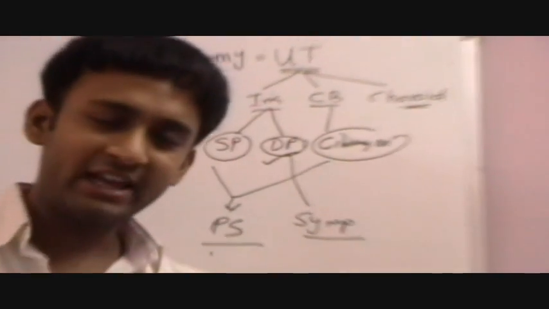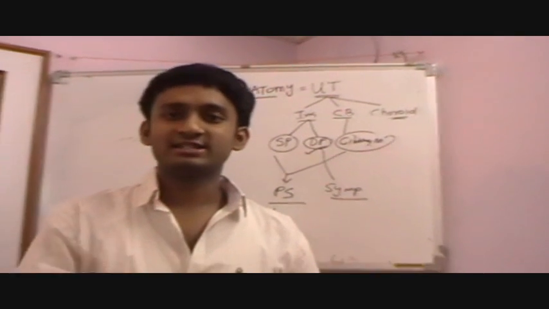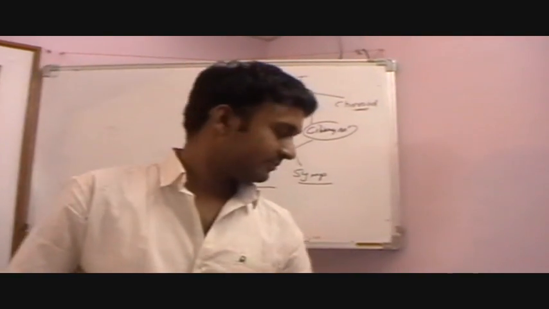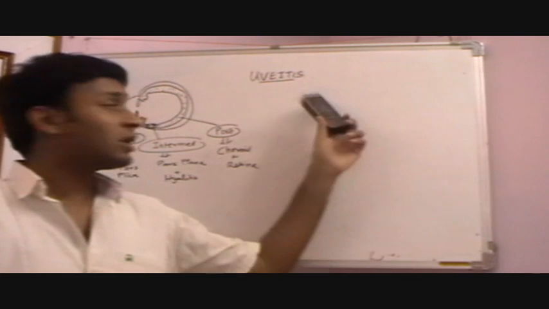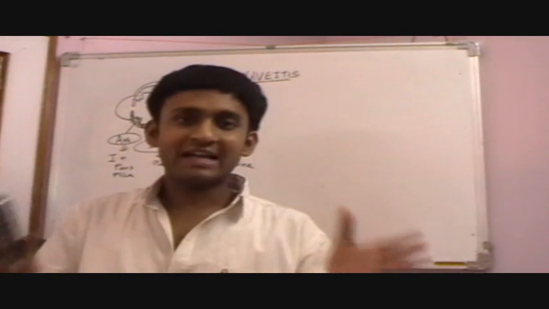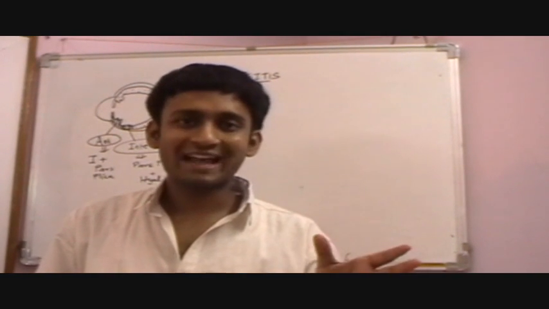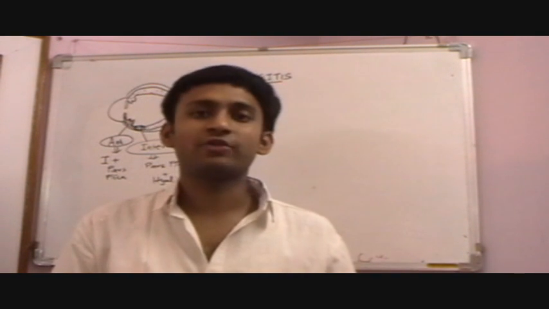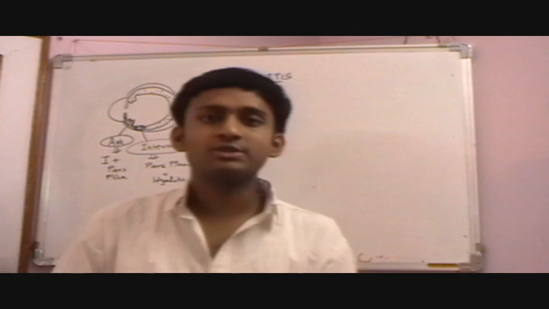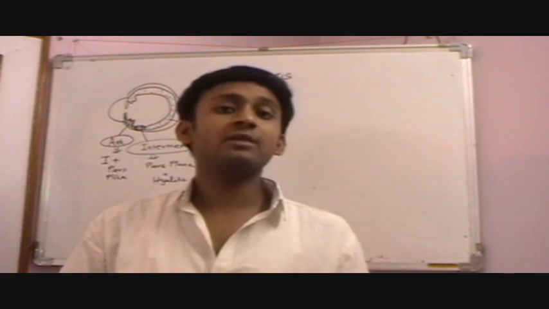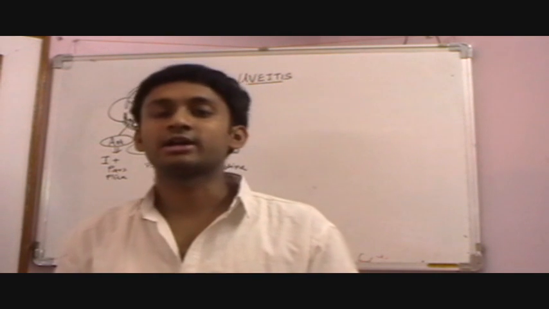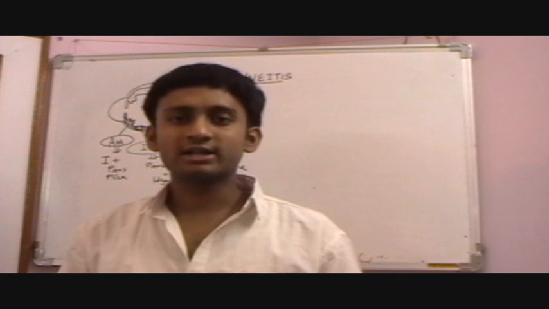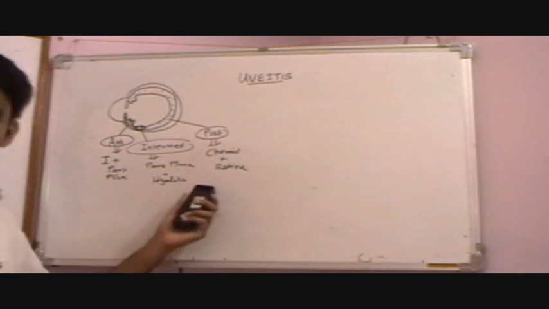Next, we'll take up a very interesting condition, uveitis. So we'll talk about uveitis now. There are different ways to classify uveitis: depending upon the anatomical location, anterior, intermediate, posterior, altogether called panuveitis; infective and non-infective uveitis; granulomatous and non-granulomatous uveitis. The easy way to learn and understand uveitis is by the anatomical classification.